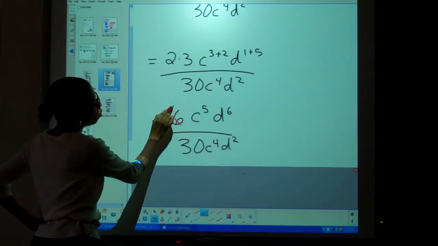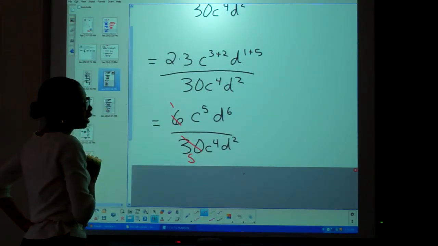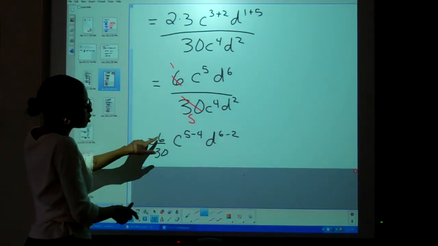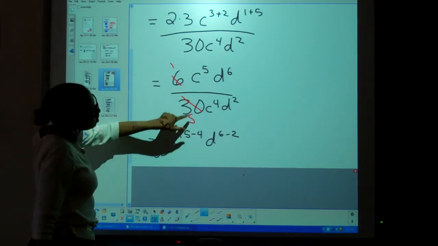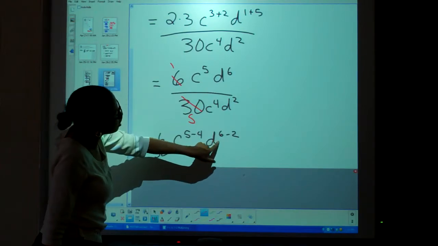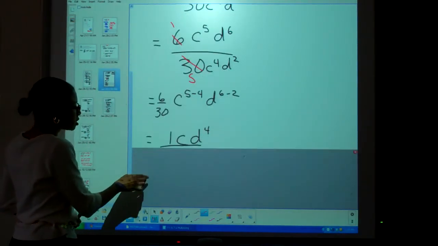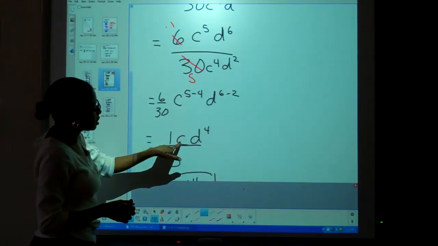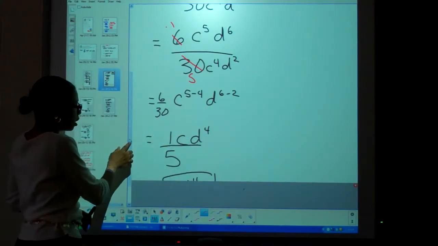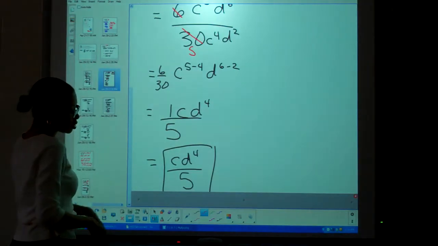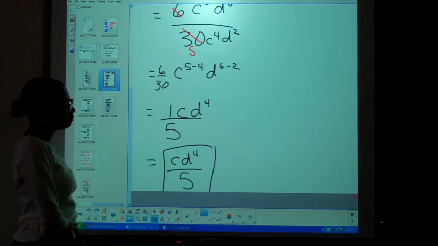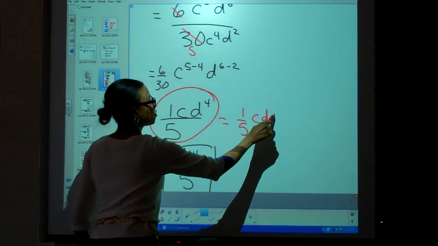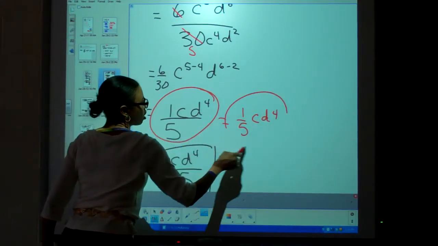6 and 30, this is going to be 1 over 5. And then you know you're going to subtract: c to the 5 minus 4, d to the 6 minus 1. 5 minus 4 for the c is just to the first power, d to the 5th. And we don't usually write that 1, so it's just c d to the 5th over 5. But if you wrote it this way, this is also correct. Or you could have written 1/5 c d to the 5th. All 3 of these are correct.